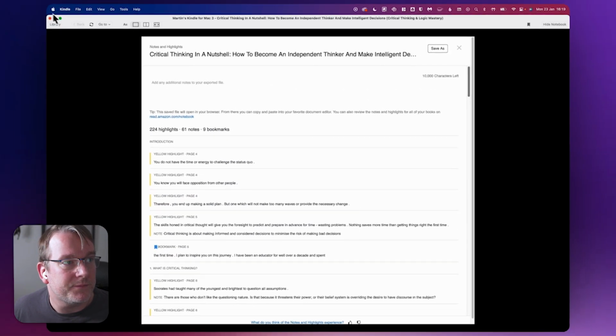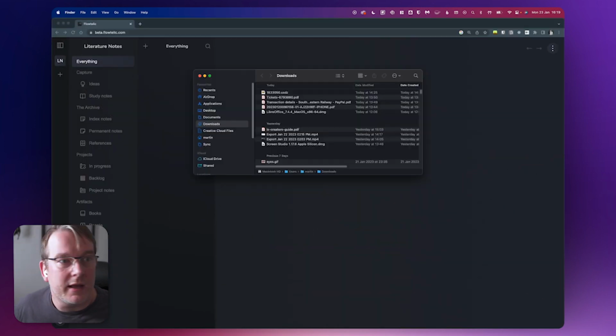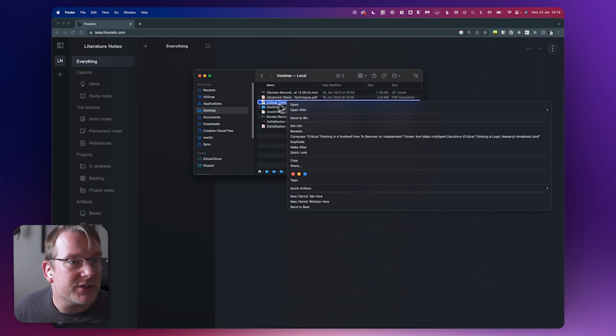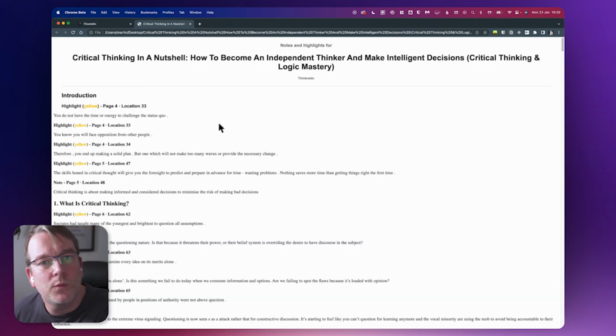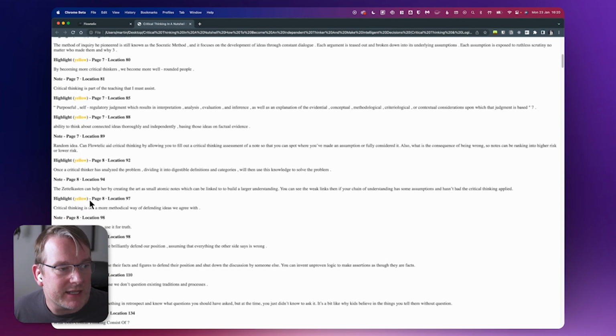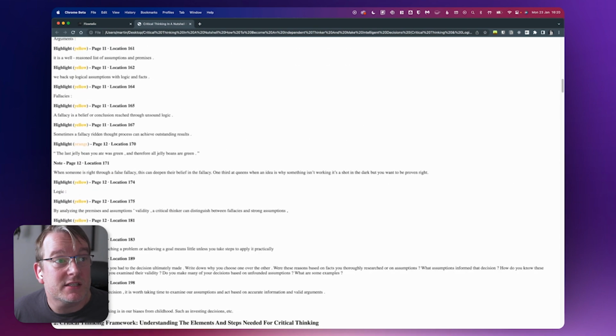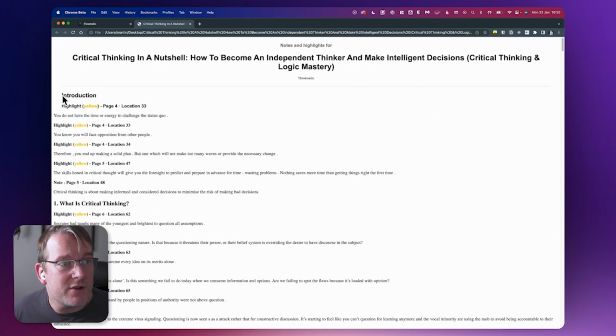So if I minimize this and bring up my Finder and go to my desktop and look for the Critical Thinking, it's a web page. So let's just open that up over here. So what this has done is it's very crudely exported the highlights, the page locations, and any comments that I have made along the way. So somewhere in here, there'll be my annotations as well as the highlights. Now, what I want to do is get this in a format that I can start doing something with it. And very crudely, I'm going to just copy all the text.